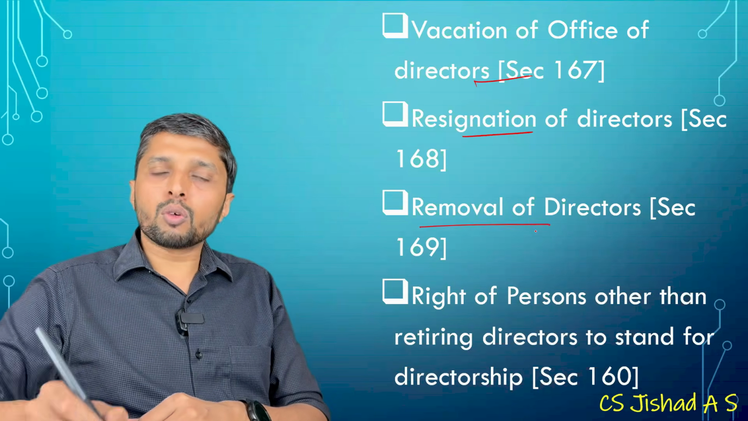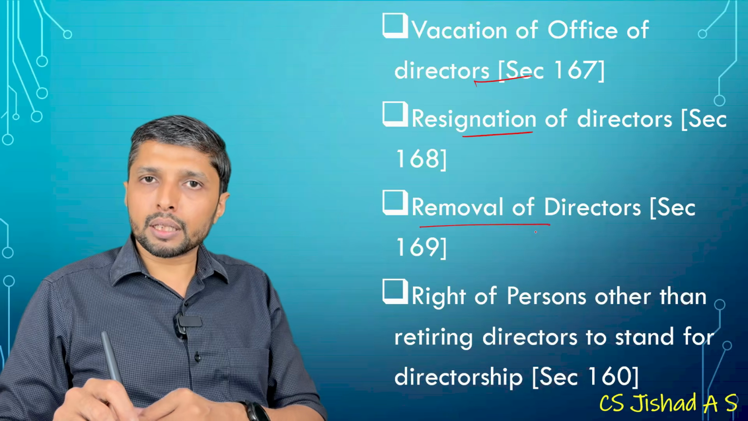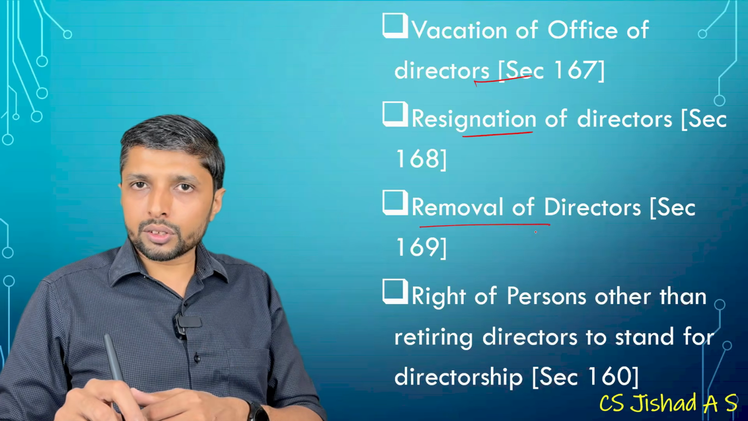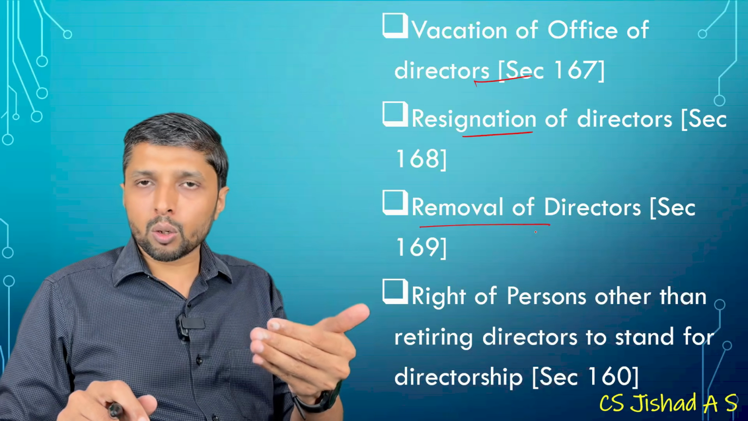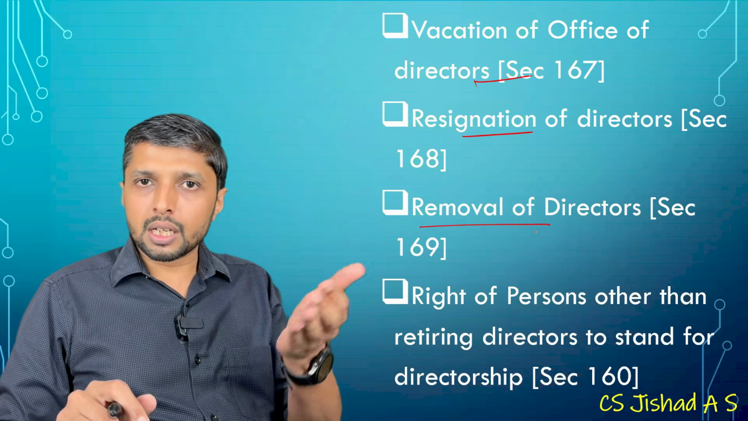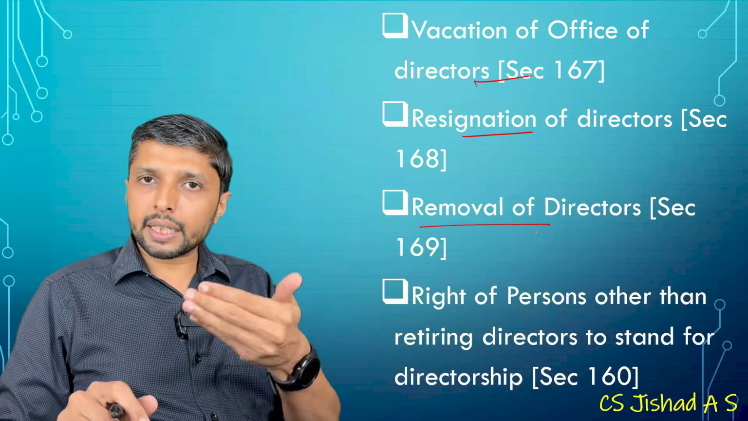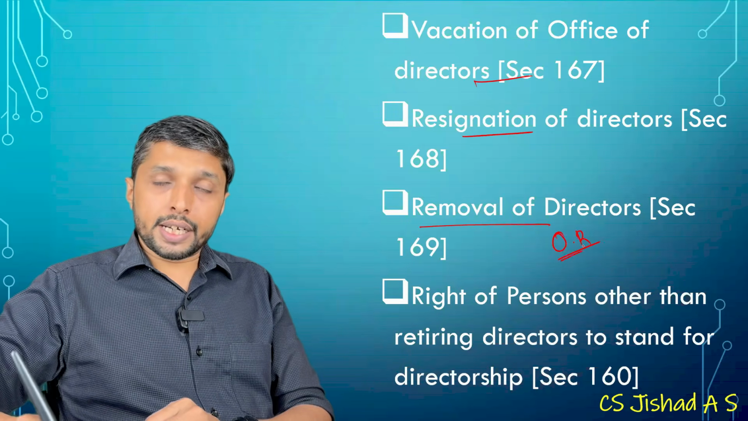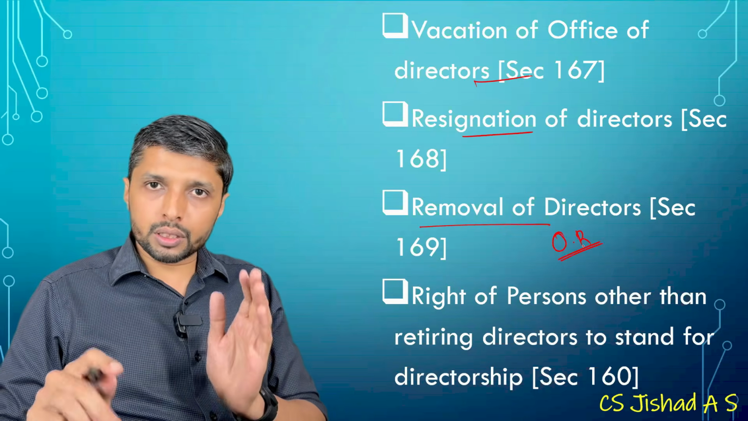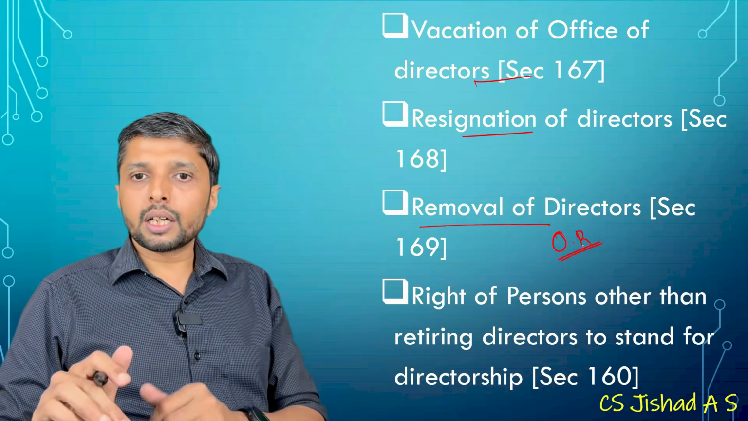Now, removal of directors. A director can be removed by passing an ordinary resolution. For taking up the discussion, a special notice under 115 has to be given. After that, it will be discussed in the meeting and the director can be removed by passing an ordinary resolution. If the director was appointed by special resolution, a special resolution will be required for removal.